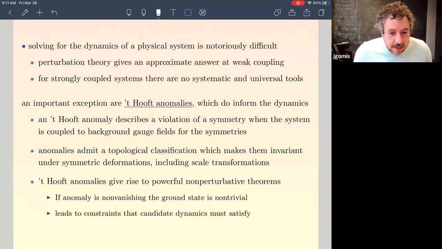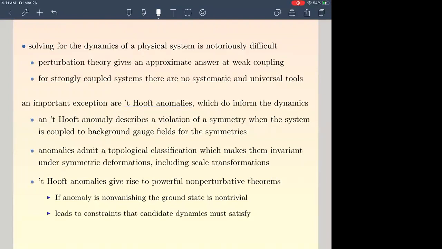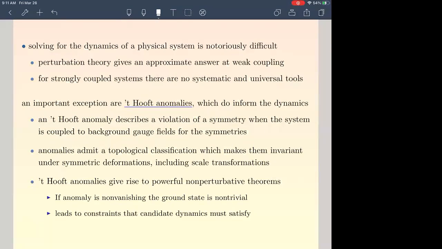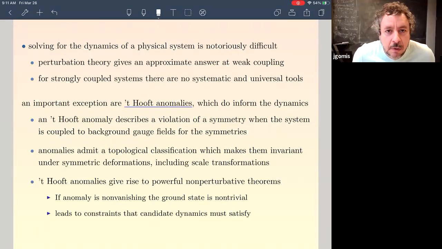One reason that 't Hooft anomalies are observed is that they are a very powerful tool to constrain the possible outcomes of the dynamics of the system. But I think what's important is that 't Hooft anomalies give rise to powerful non-perturbative theorems. It tells you immediately that if you have a 't Hooft anomaly and it's non-vanishing, then the ground state of your system cannot be trivial, because a trivial system has no anomaly. So it immediately tells you that your system has something non-trivial in the infrared. It's just not gapped and trivial.